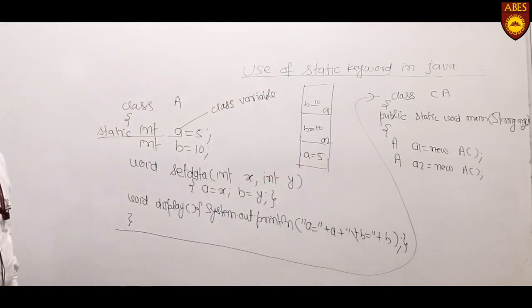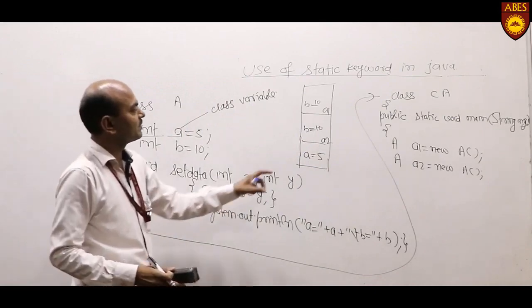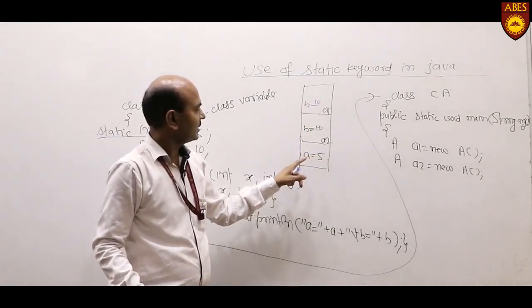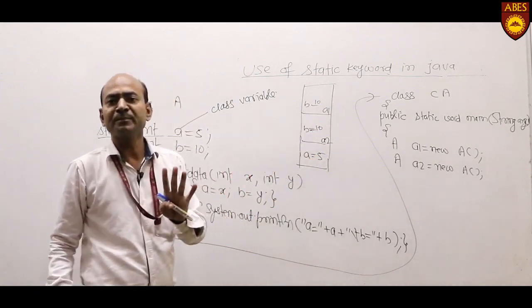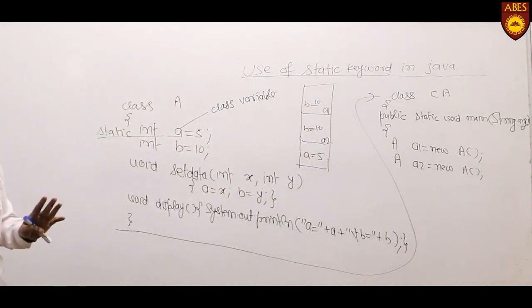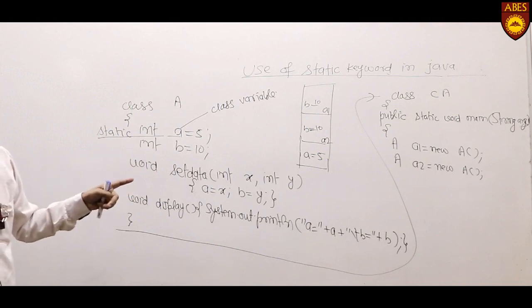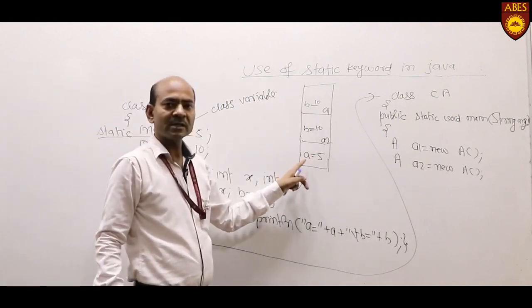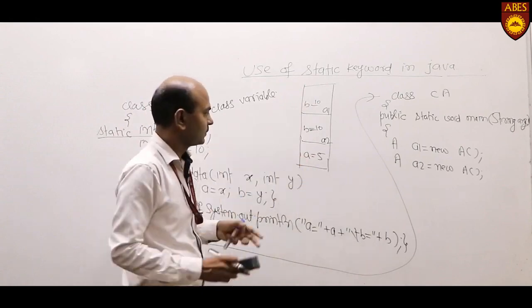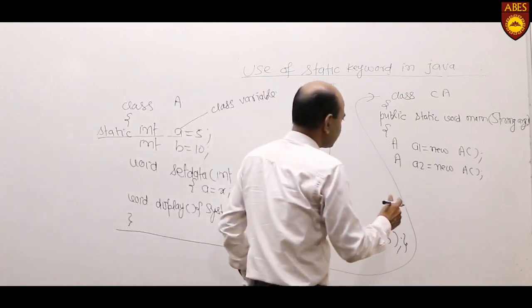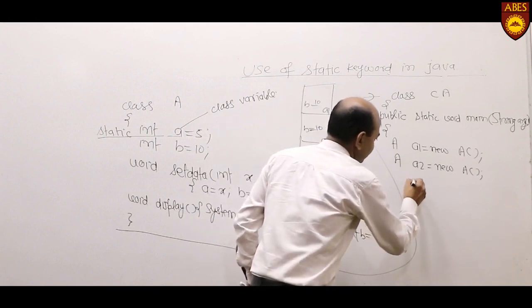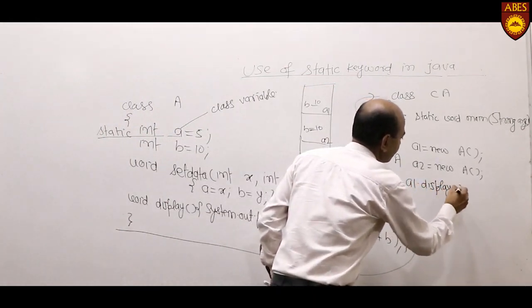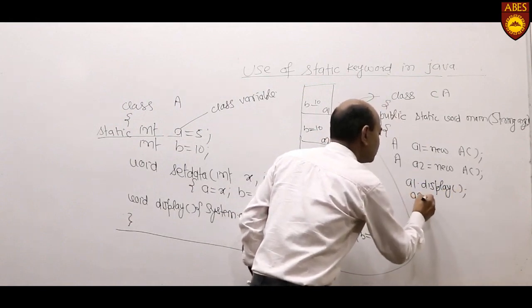Now this memory is shared by all the objects of this class, and if any one object modifies the value of the class member, the class variable, then all other objects of this class will get the modified value. We will see this by example. Suppose I am saying a1.display and a2.display.